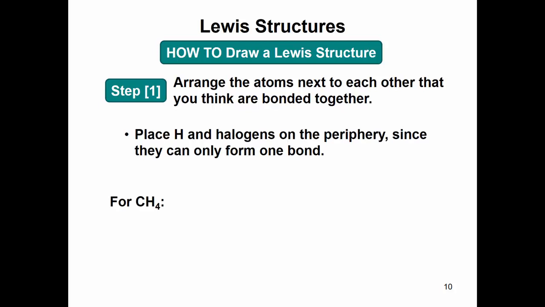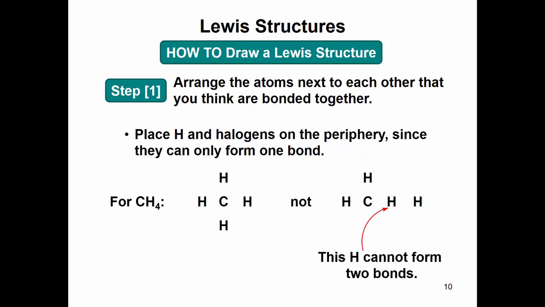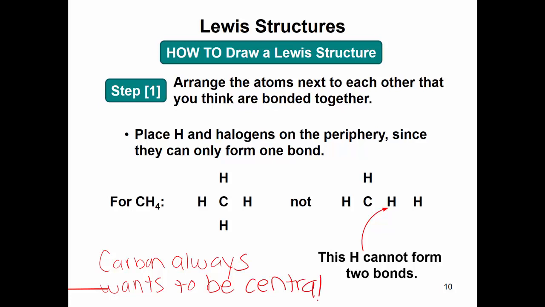Then you're going to try to arrange the atoms next to each other that you think would be bonded together. If I have hydrogen in my formula, and you won't always have that, hydrogen only wants to have one bond. Therefore it's going to be on the periphery of the molecule. And another little tip is carbon always wants to be central. So it wants to be the central atom.